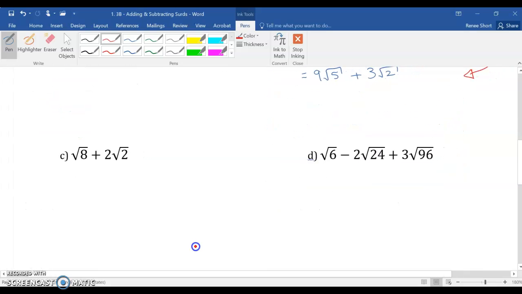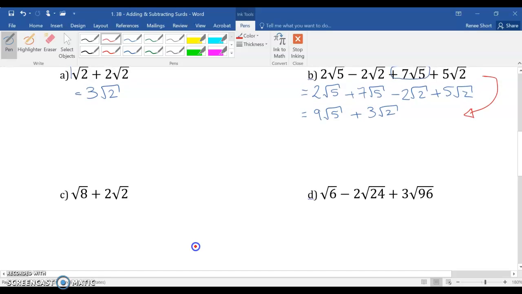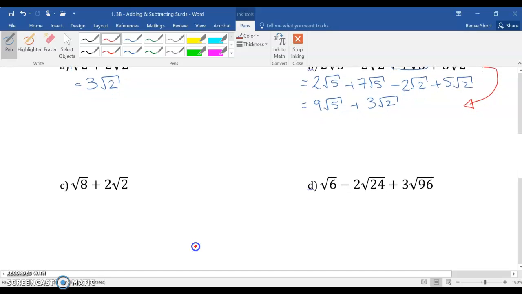We start to get a little bit more complex here with C and D because we've got ones where we actually need to simplify first of all. And what I will say to you is perhaps there's a bit of a clue of what the other surd should be. So maybe you're trying to look for, say with C, we've got root 8 plus 2 root 2. Maybe we're trying to convert root 8 to be something root 2, okay?